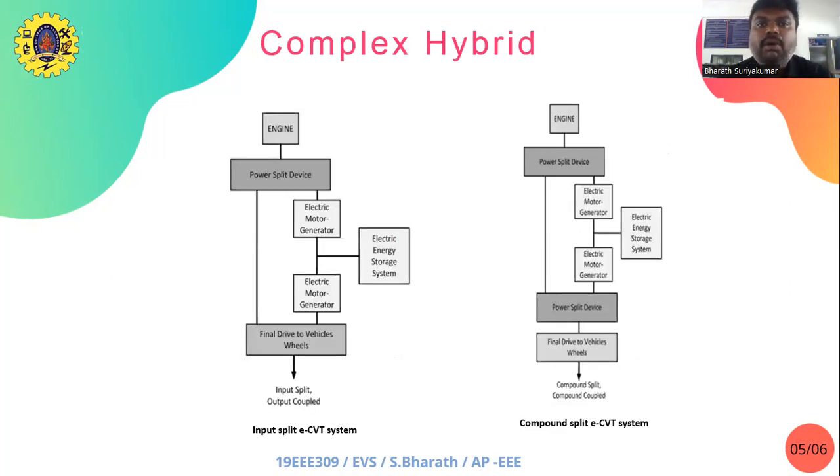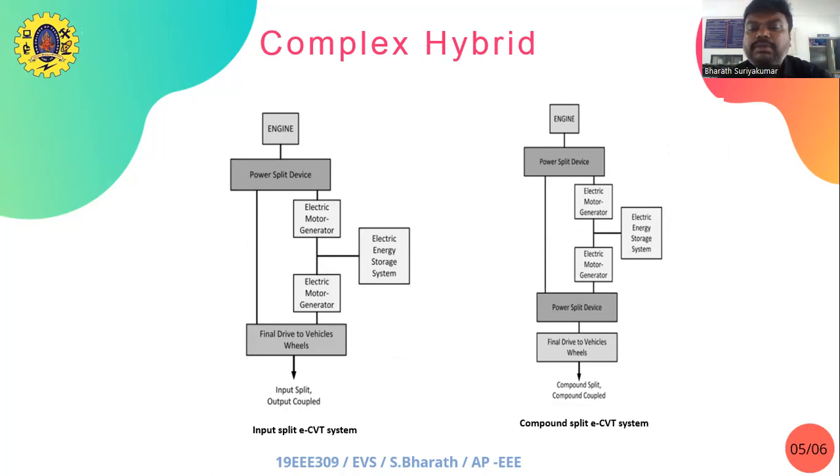And last one comes the complex hybrid system, where you have the engine, power split device. One directly goes to the final drive, the vehicle's wheels. Second one is an electric motor generator, electrical energy storage system. From there, it supplies the electrical motor generator. Then it gives to the final drive to the vehicle's wheels, and then the output is given. So this is the input split E CVT system.